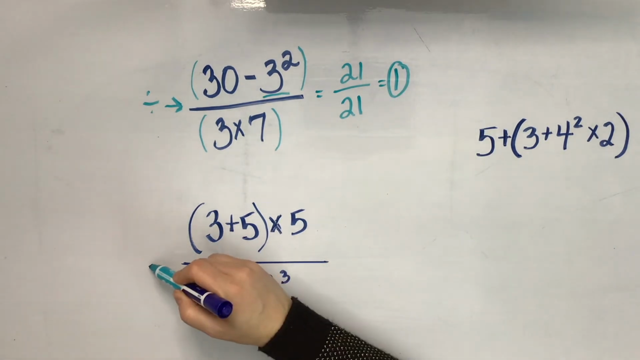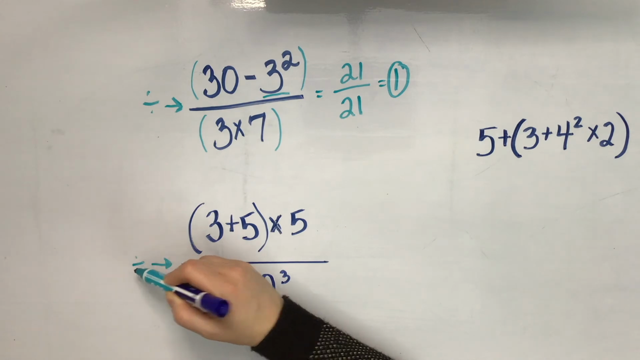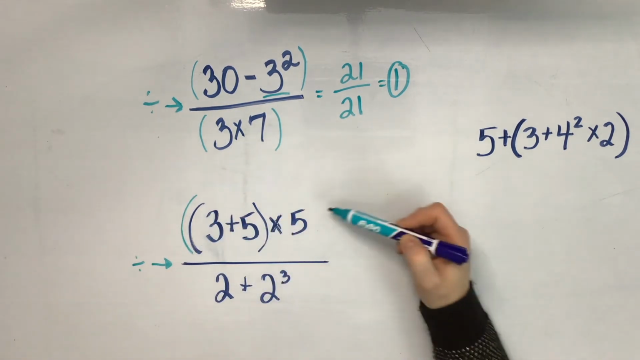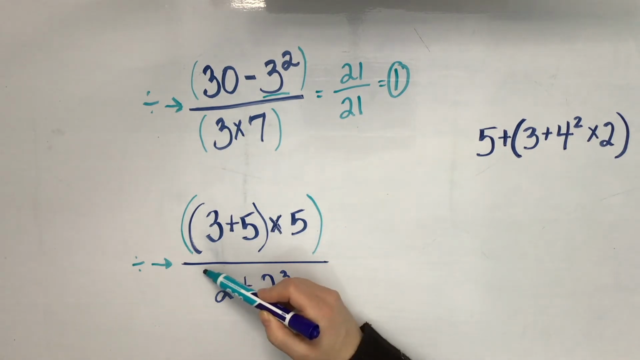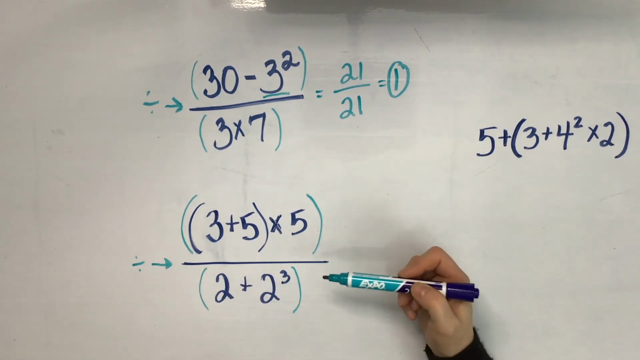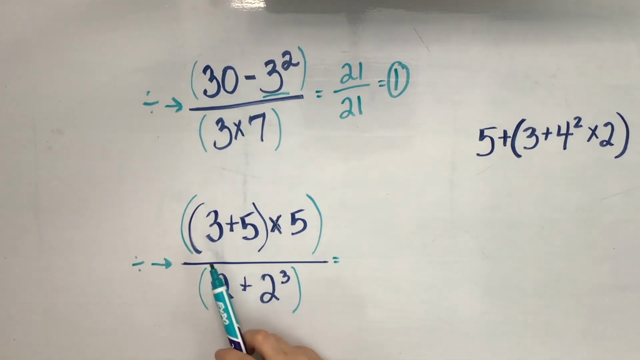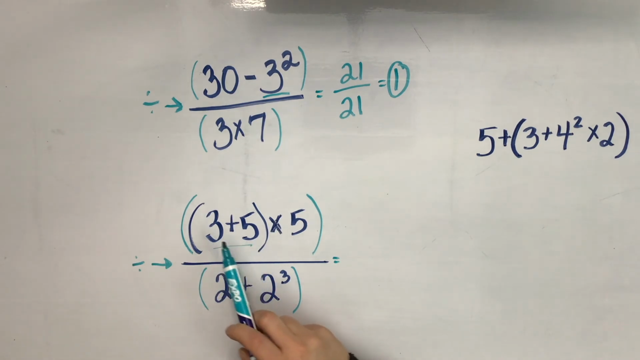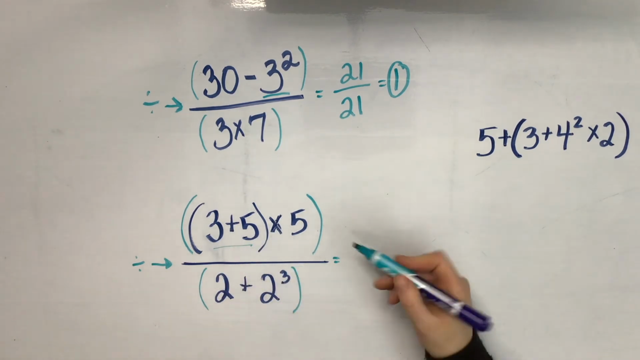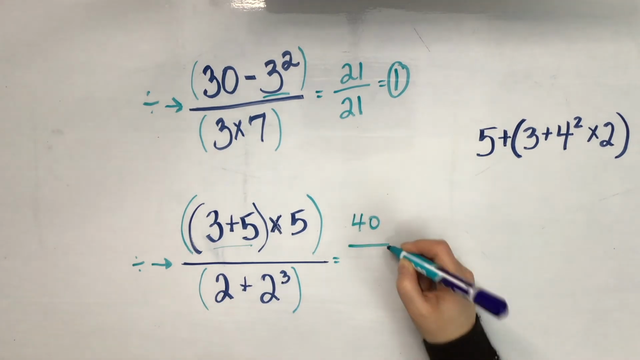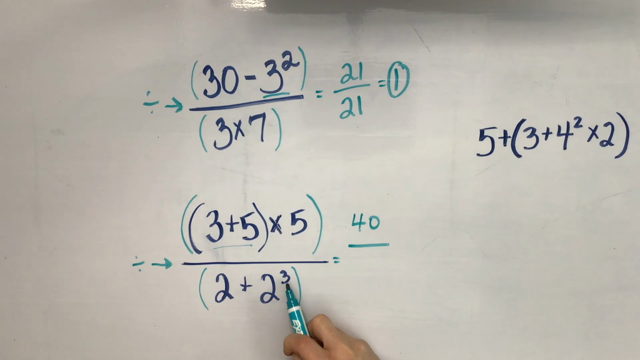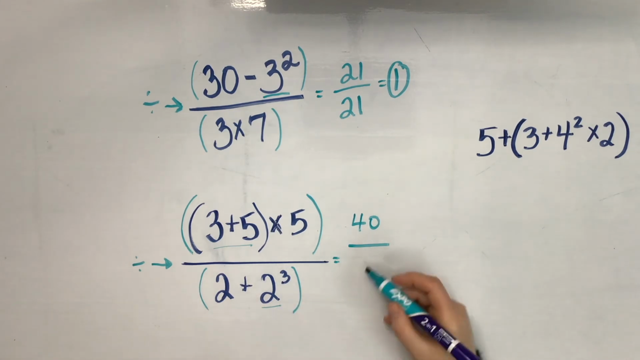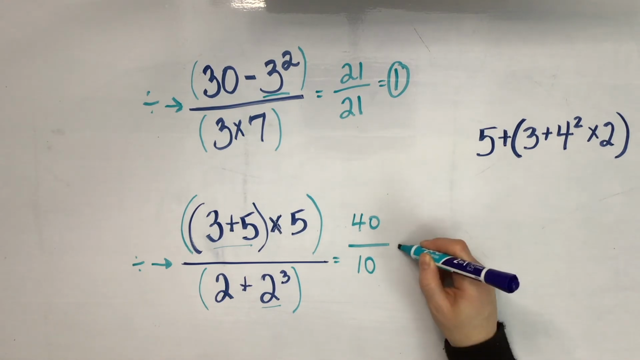Here I have another division question, but I'll have to resolve my entire top expression and my entire bottom expression individually before I do my final division. So up top I have an addition and a multiplication, but my addition is in brackets, so it must be done first. 3 plus 5 is 8. 8 times 5 is 40. And down here I have an addition and I have an exponent, so my exponent must be done first. 2 to the power of 3, that means 2 times 2 times 2, that's 8. 8 plus 2 is 10. 40 divided by 10 equals 4.